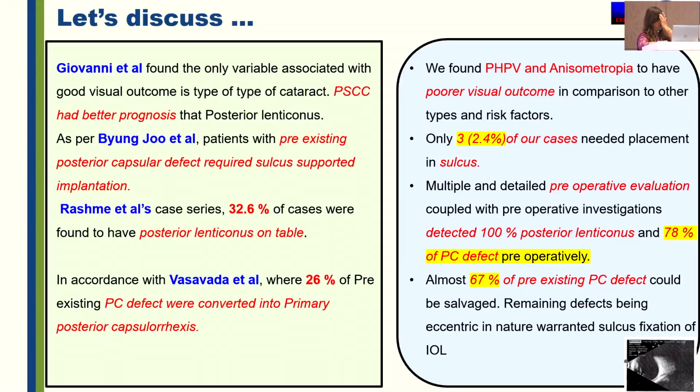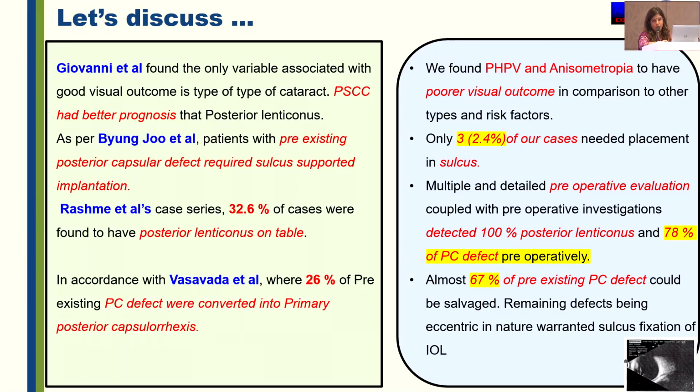Now, what we already know is, as per Giovanni et al., PSCC had a better prognosis compared to posterior lenticonus. However, we also found that PHPV and preoperative anisometropia are associated with poorer visual outcome. As per Young et al., pre-existing PC dehiscence warranted sulcus-supported implantation. However, only 3 of our cases needed placement in the sulcus due to meticulous preoperative evaluation. As per Rashpe et al., 32% of cases were diagnosed as posterior lenticonus on table. However, in 78% of our cases, the PC defect was picked up preoperatively.